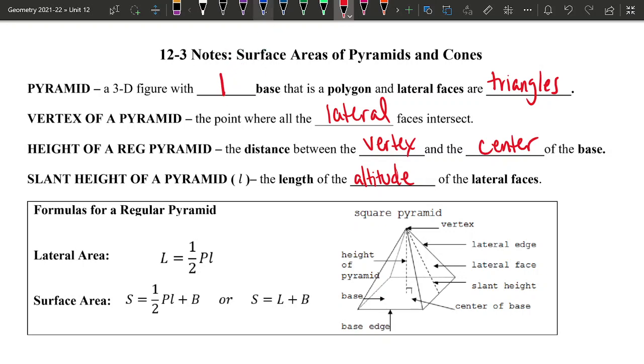So the way I note these to remember is the height of the pyramid is on the inside. It's inside of the pyramid because it says from the vertex and the center of the base. So it's inside the pyramid. So if you were inside the pyramid and you wanted to go to the top and there was an elevator in the center, it would be the elevator.